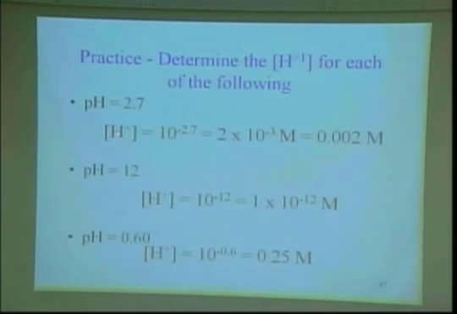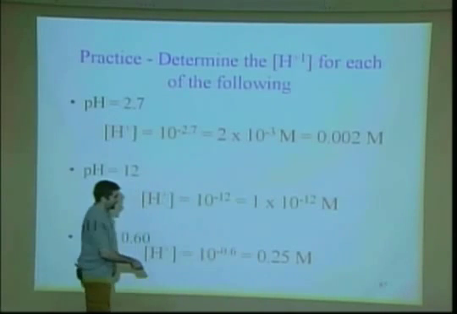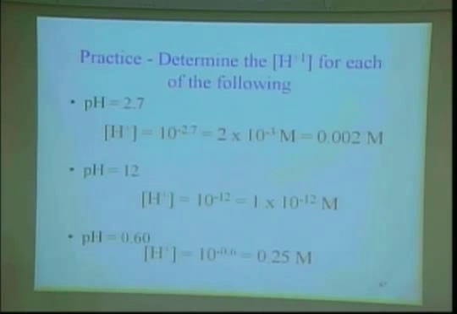So to get the hydrogen ion concentration, take 10 to the minus 2.7. When you do, you'll get that. On this one, take 10 to the minus 12. You get this. That's an easy one because it was an easy number here. No decimals. On this one, 0.60, take 10 to the minus 0.6 or 0.60, whatever. You get 0.25 molar. Okay? Be able to do these types of problems. Be able to hit your calculator buttons right.